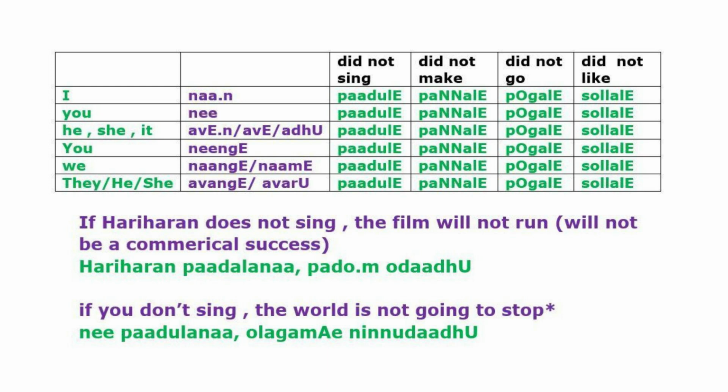Hariharan Padalana, Padam Odadu. Odadu, to run, means here it will not be a hit, it will not be a commercial success. If you don't sing, Ni Padalana, Olagame Ninidadu, the world is not going to stop. And this is a very useful phrase for you. You can use Olagame Ninidadu, which means nothing is going to stop if you don't do this. If you stop working, the world is not going to stop. So Olagame Ninidadu. Olagame, the world or the earth is not going to stop.